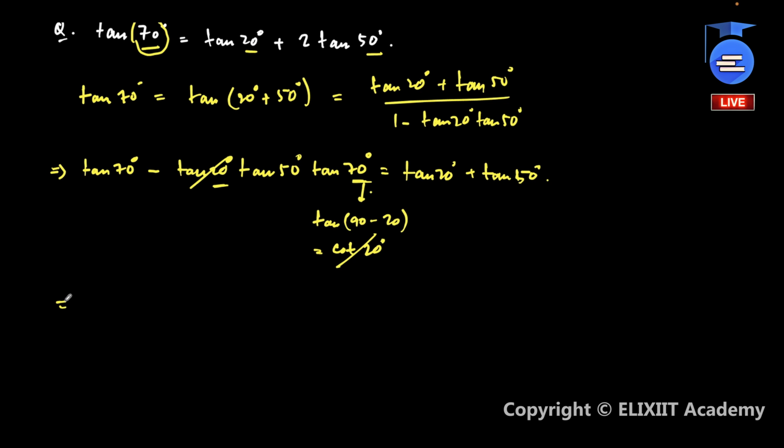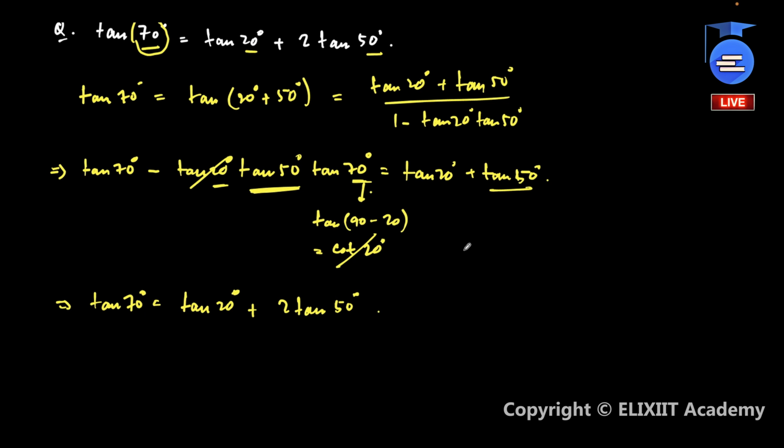So ultimately what we are getting, if you take this term tan 50 on the right hand side, here also we have tan 50, so we are done. You can clearly see the relation getting formed. Tan 70 on the left hand side is left out, so you take this remaining term tan 50 on the right hand side, so here we have tan 20 plus 2 times tan 50. That's all, we are done. Okay.